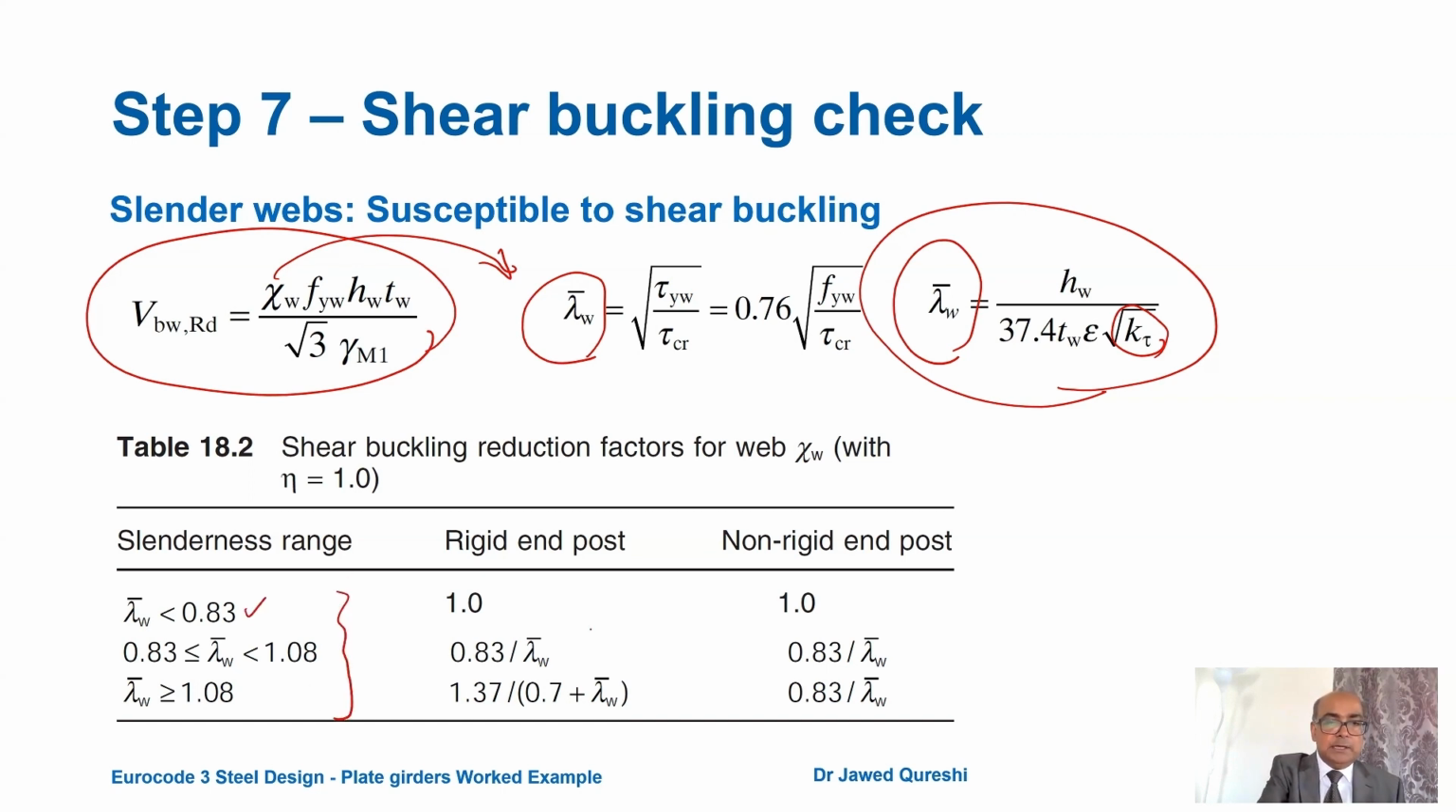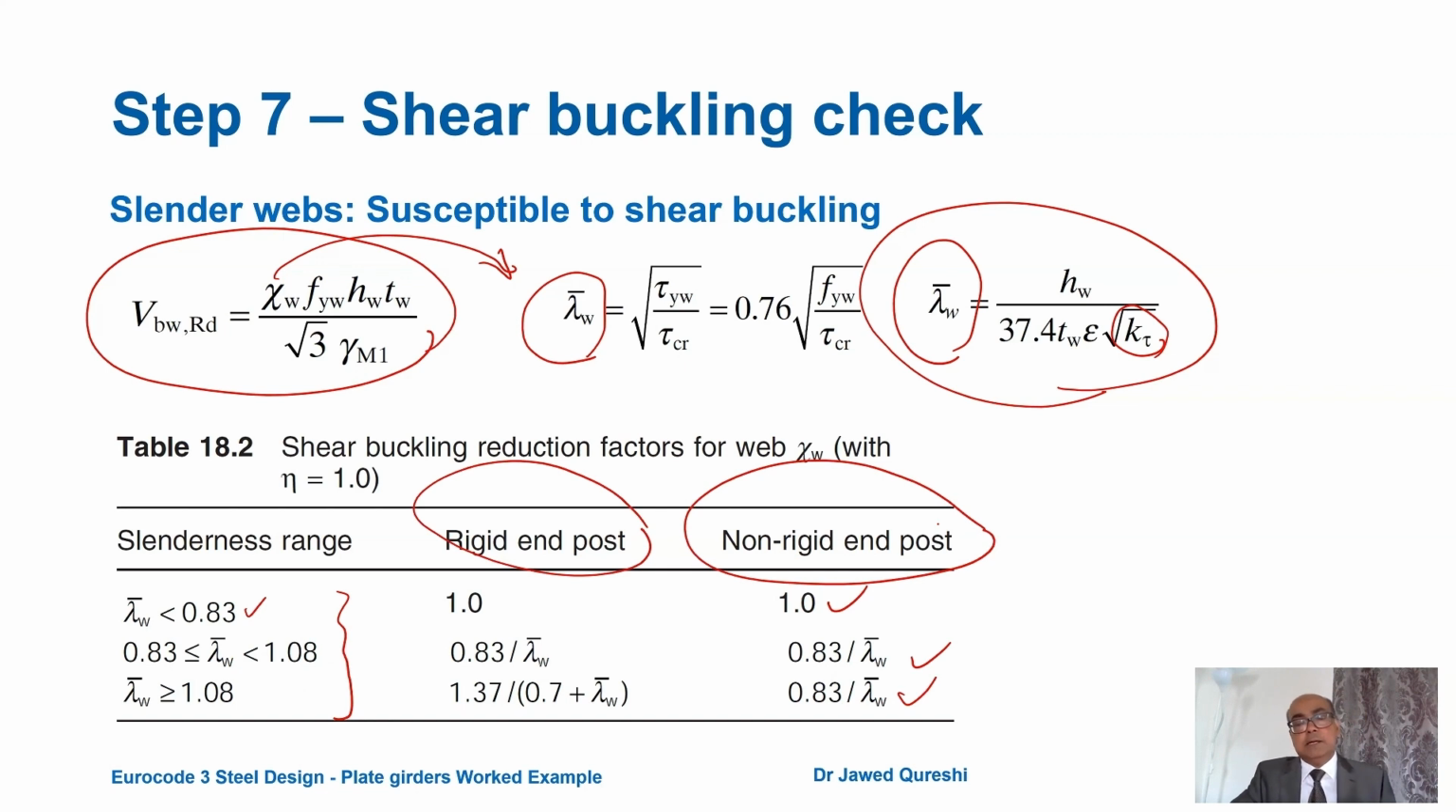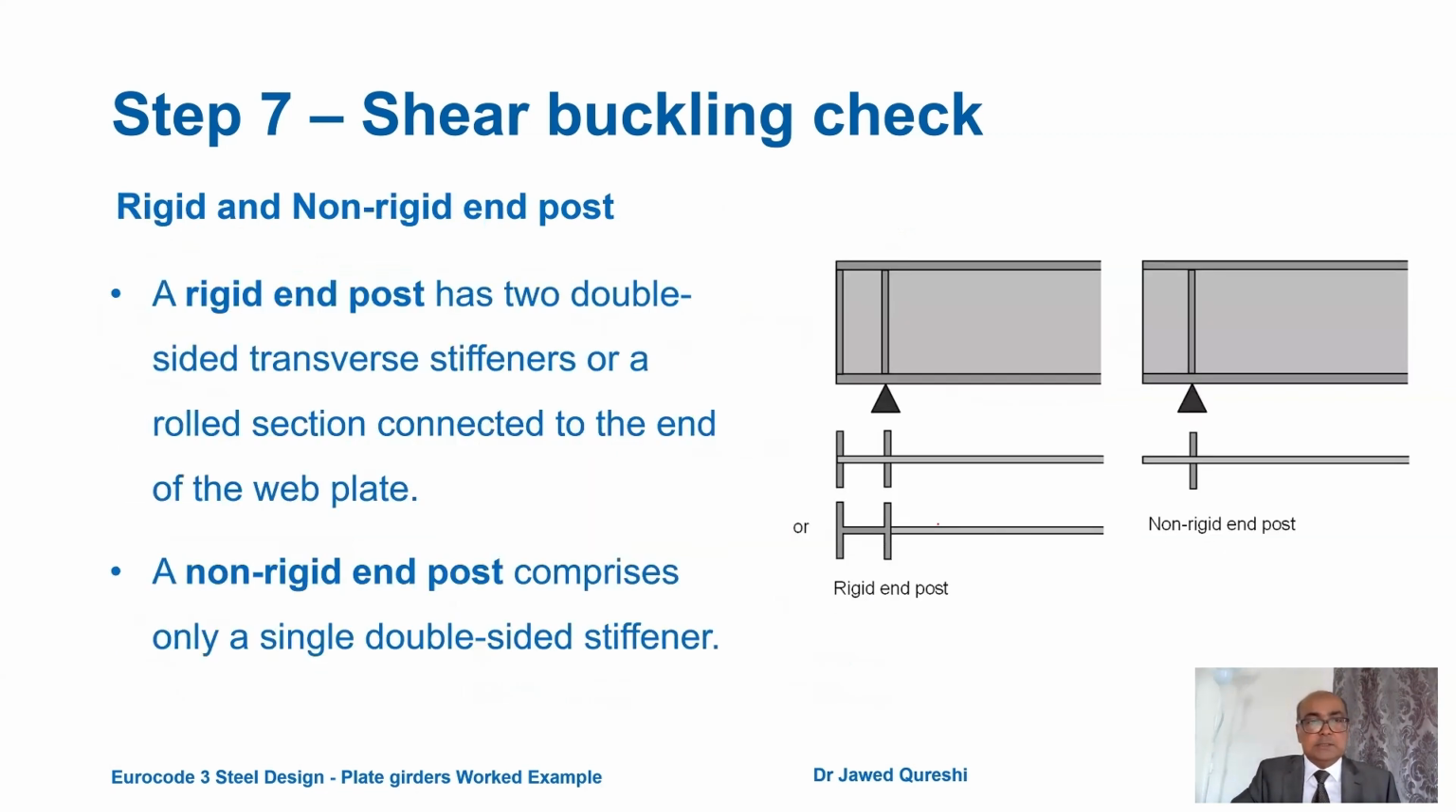If it is less than 0.8, then we will use the top first row. If it is in between 0.8 and 1.08, we will use the second row. If it is greater than 1.08, we will use the third row. And it depends on rigid post and non-rigid. What do we mean by rigid and non-rigid? Let's see. A rigid end post has two double-sided stiffeners or an I section attached to the end. On the other hand, a non-rigid end post has only one double-sided stiffener attached.